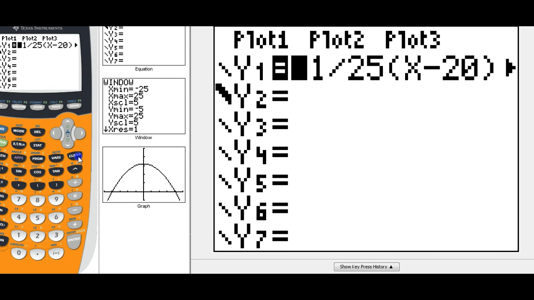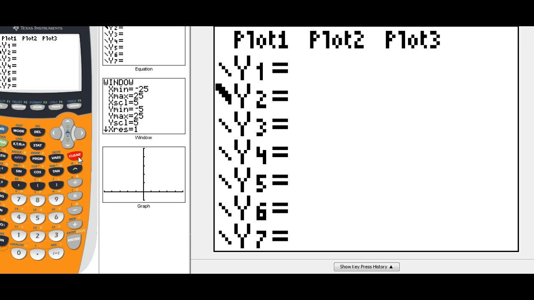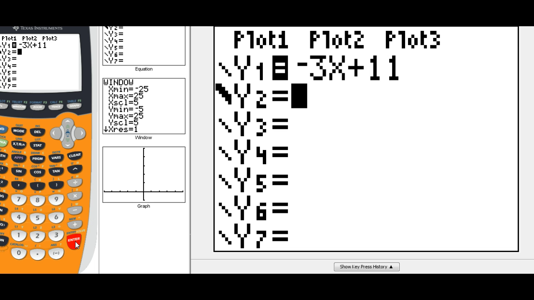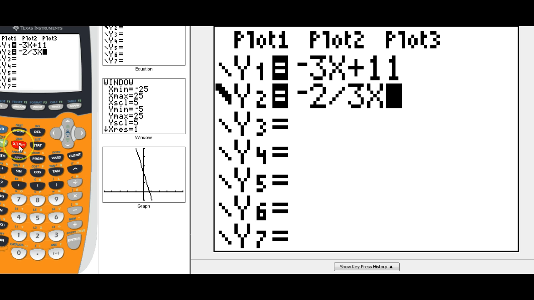So make sure in your y equals screen everything's cleared. And now we can type in the equations that we have. So in y1 I'm going to put that first equation, 3x plus y is 11. But in y equals form, that equation is y equals negative 3x plus 11. In y2, I'm going to type in the second equation, 2x plus 3y is 12. Solve that equation for y. We had y equals negative 2/3 x plus 4.